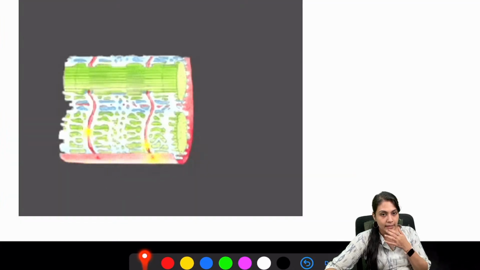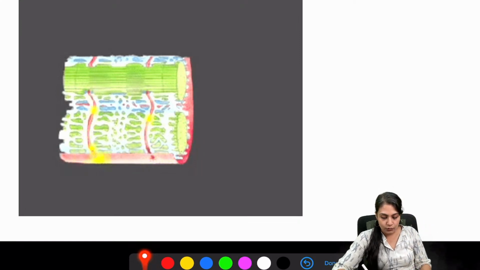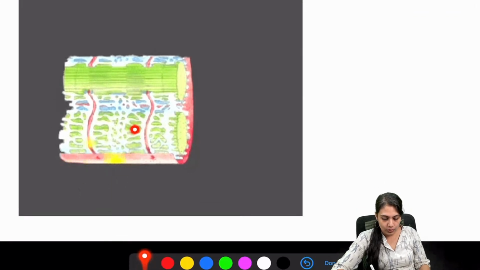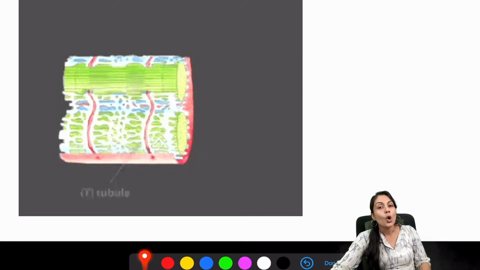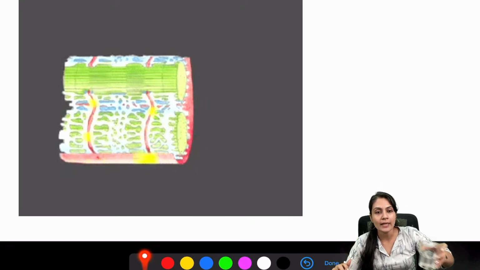Okay, you can see that there are going to be tubules present. If I just zoom it in, you can see on both sides of the tubule there are green molecules. What are these? These are the sarcoplasmic reticulum, also known as L tubules. And you can see that these look like a T, right? These tubules which are going throughout the muscle are known as T tubules. So there are two types of tubules, T tubule and L tubule.